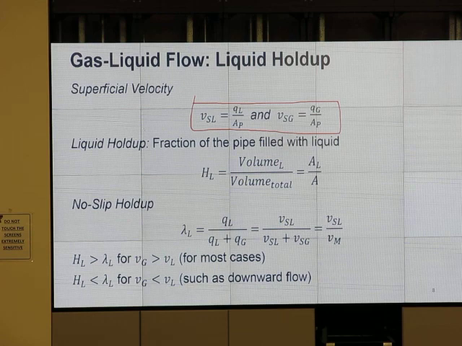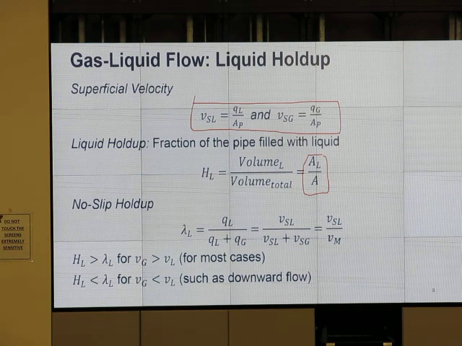Liquid holdup. What is the formula for liquid holdup? What is the formula for liquid holdup? Where is it? Are you on the right slide? I just got on. Sorry. What is this? Can you read it from the screen?